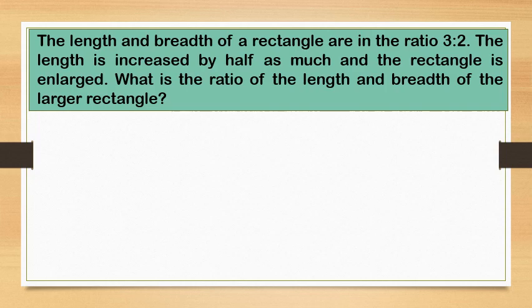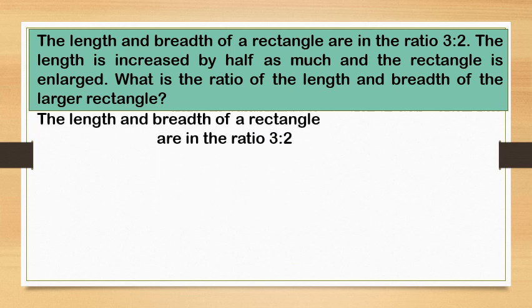In this question, they have given the length and breadth of the rectangle are in the ratio 3:2. So let us write, length and breadth of a rectangle are in the ratio 3:2. So let us take length equal to 3x and breadth equal to 2x. Then what change happened to the rectangle? Yes, the length is increased by half and the rectangle is enlarged.